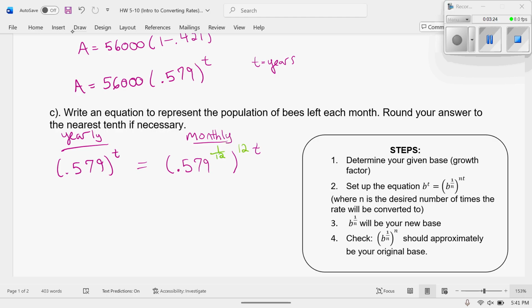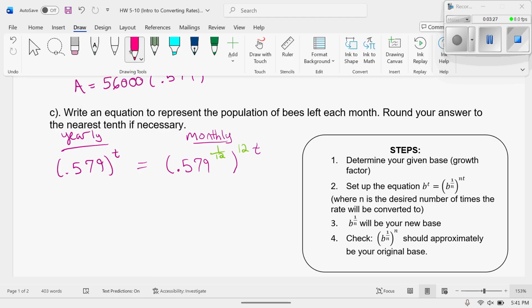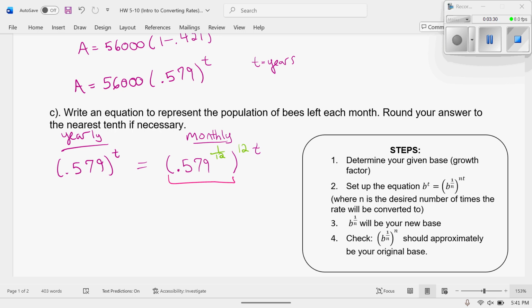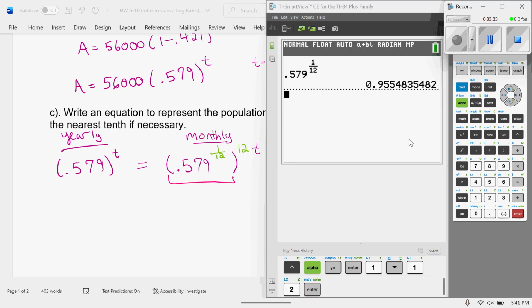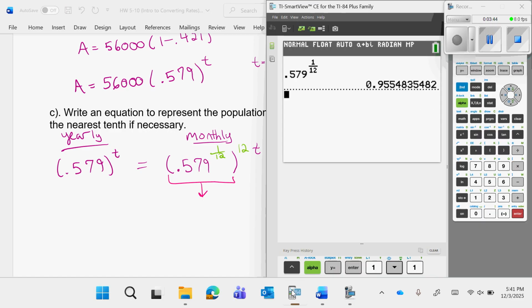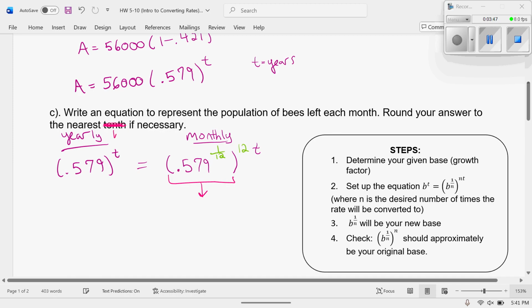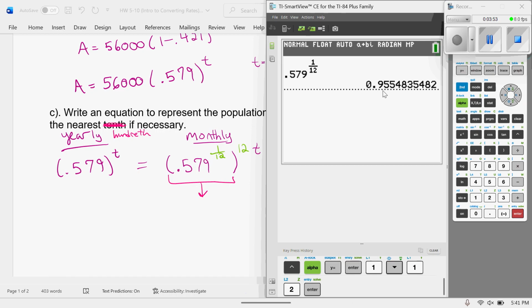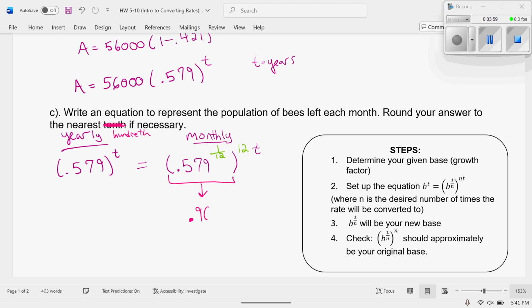So these are still equal. But now what happens is if I put this in the calculator, 0.579 to the 1 over 12, I get something new. And it says to round to the nearest tenth. Okay, we're not rounding to the nearest tenth. We're going to round to the nearest hundredth. That way things make sense for us. If we round to the nearest hundredth, it's going to be 0.96. And now I have a new base, and I'm going to copy down the outside exponent, what I didn't put in the calculator.